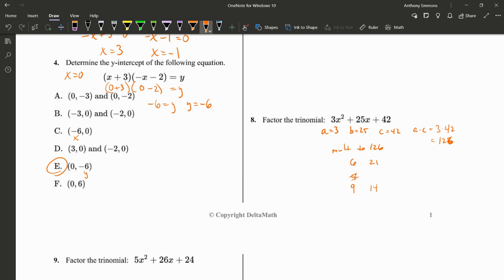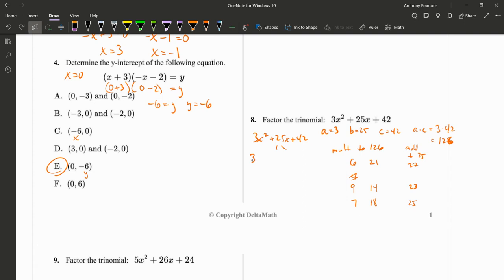Let's see. Will 7 work? 7 and 18. Whew. I was stressing over that one. Once again, they have to add to 25. These add to 27, 9 and 14 add to 23, 7 and 18 add to 25. Man, took me a minute. Tricky. All right, so 3x squared plus 25x plus 42.